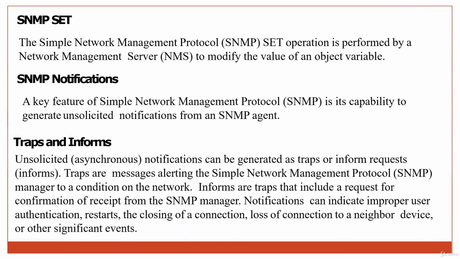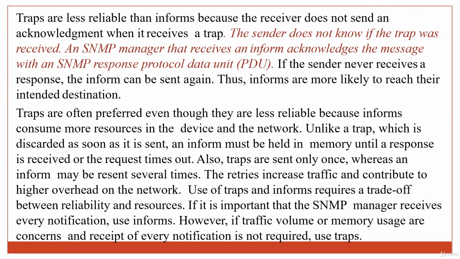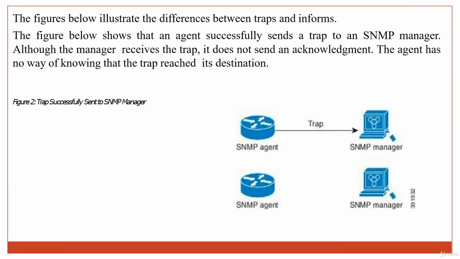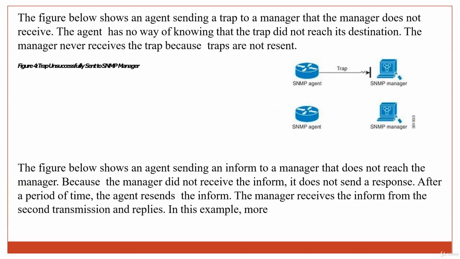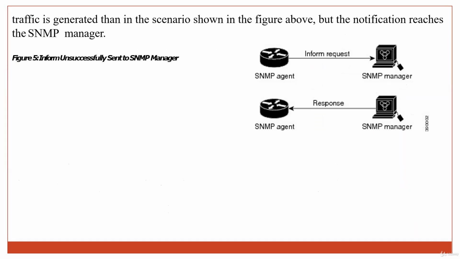Now we have trap and we have inform. The most popular of these two is trap, which is less reliable as well. The core difference between trap and inform is that a trap is a message that the manager receives without any acknowledgement. On the other hand, inform has an acknowledgement as well. That's the reason the trap methodology is faster than the inform method. But the inform method is reliable because it has its acknowledgement as well.